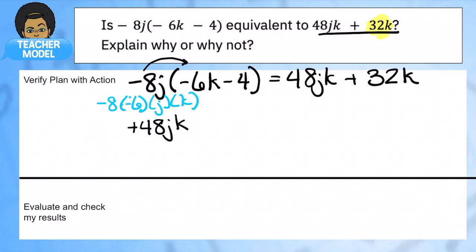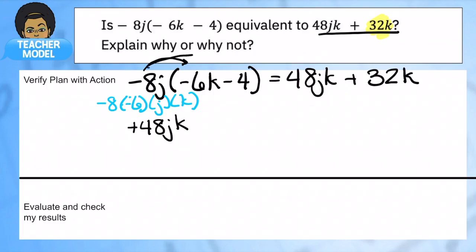You may also ask, does it matter? What if I had 48kj? No, it wouldn't matter. Just make sure that when you're looking at it, you can see that if you were comparing, you'd want to see they were exactly the same. For example, some kids might write k and j and think, no, they're not equivalent, when they really are. They would still be the product of these two variables and 48.